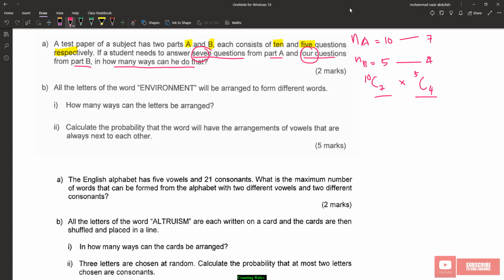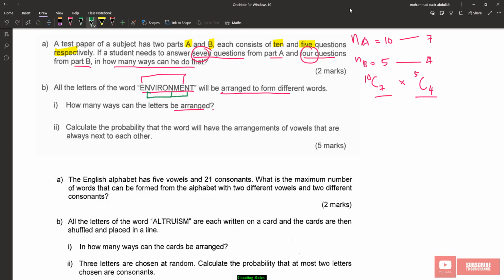Right. All letter the word environment will be arranged to form different words. So how many letter can be arranged? If you look at this word environment, E, we have 2 letter, repeated object. N, kita ada 1, 2. Lagi ada object yang repeated tak? I not repeated, R is not repeated, O so not. N we have 3, yes.